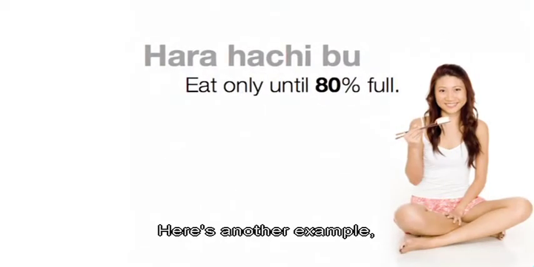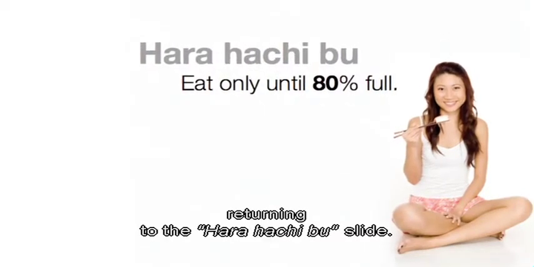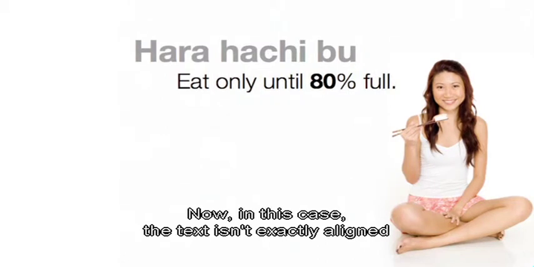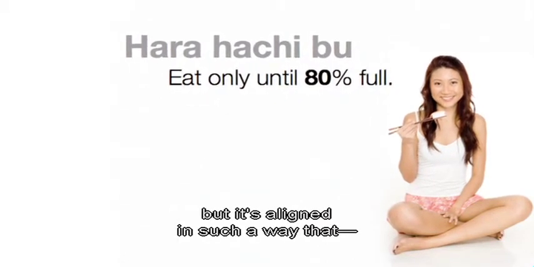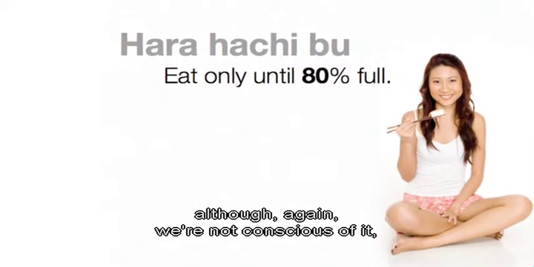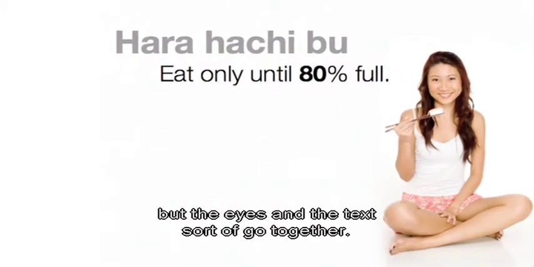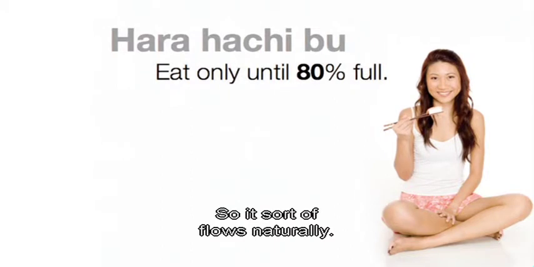Here's another example, returning to the Hare Hachibu slide. Now, in this case, the text isn't exactly aligned with the eyes, but it's aligned in such a way that, although again, we're not conscious of it, the eyes and the text sort of go together. So it sort of flows naturally.